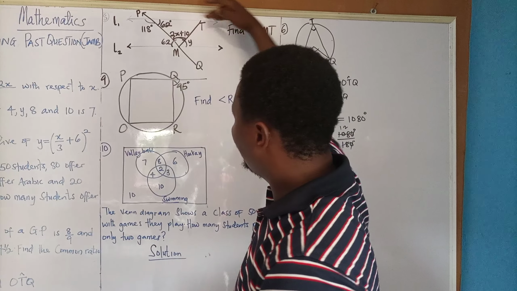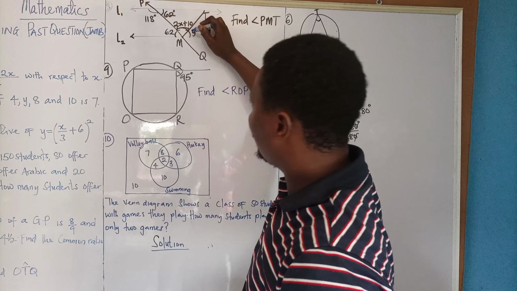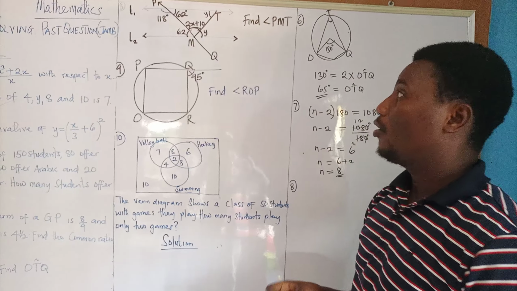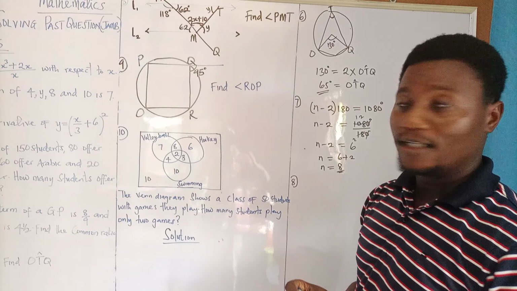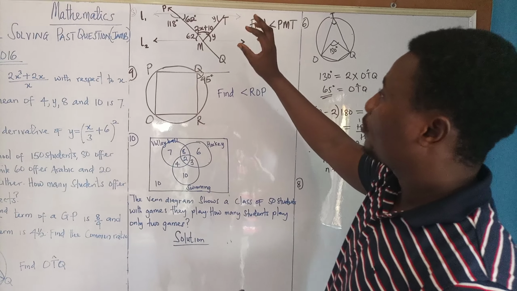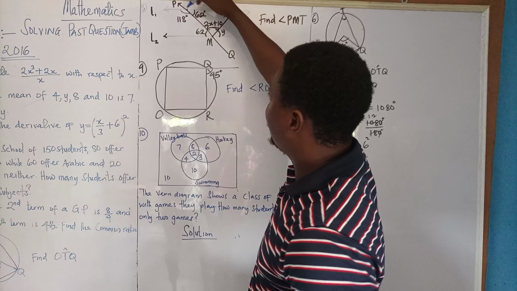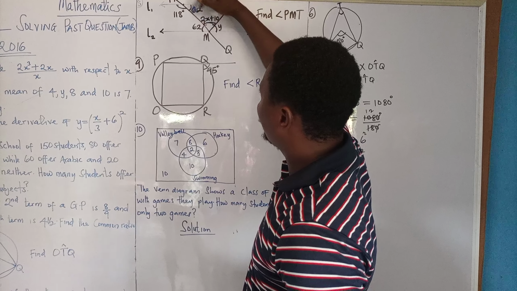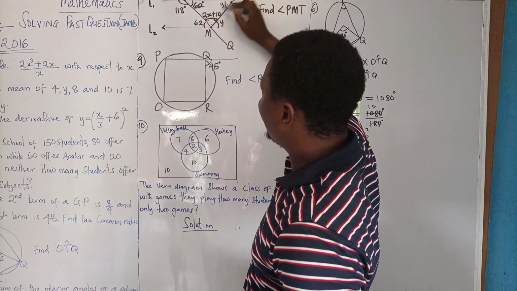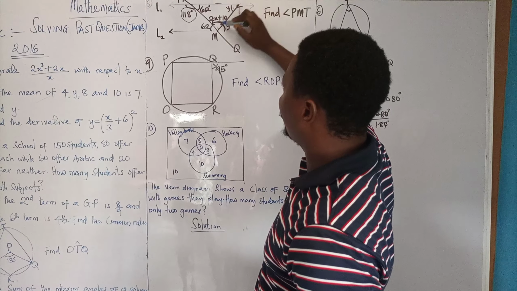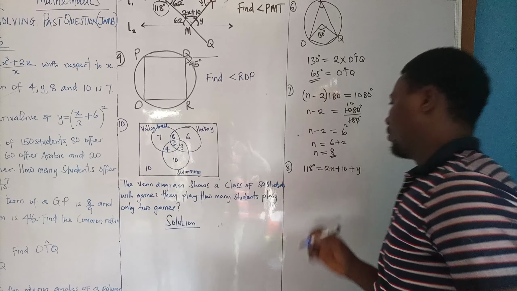We can see from here that these are parallel lines. So in that case, if this place is y, this place is also going to be y. And that is what we call alternate angles. Alternate angles are equal. And we know one thing for sure, that this is a triangle. We know that the exterior angle of a triangle is equal to the sum of the opposite interior angles. Then we can say that 118 degrees is equal to 2x plus 10 plus y. Let's just make y the subject.